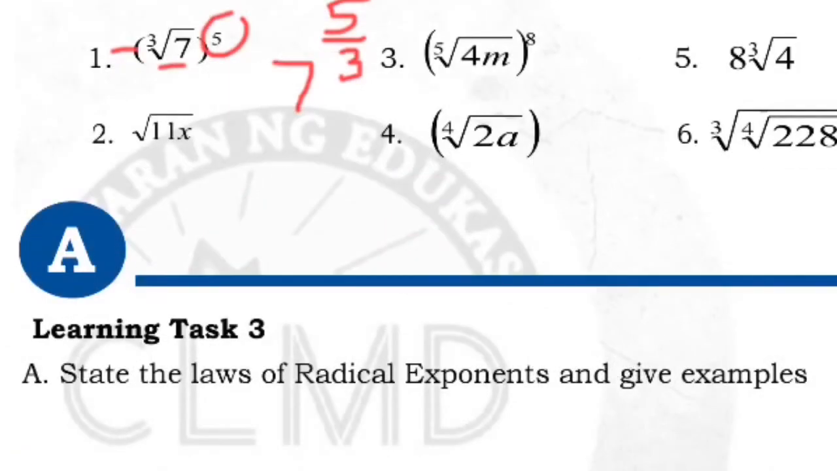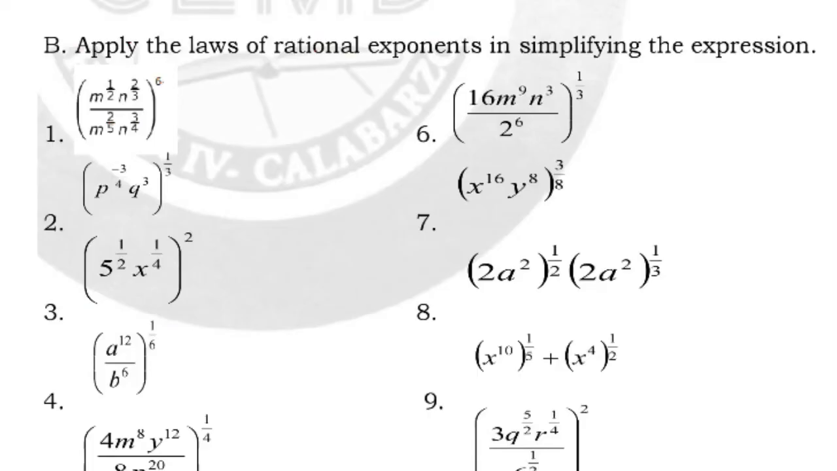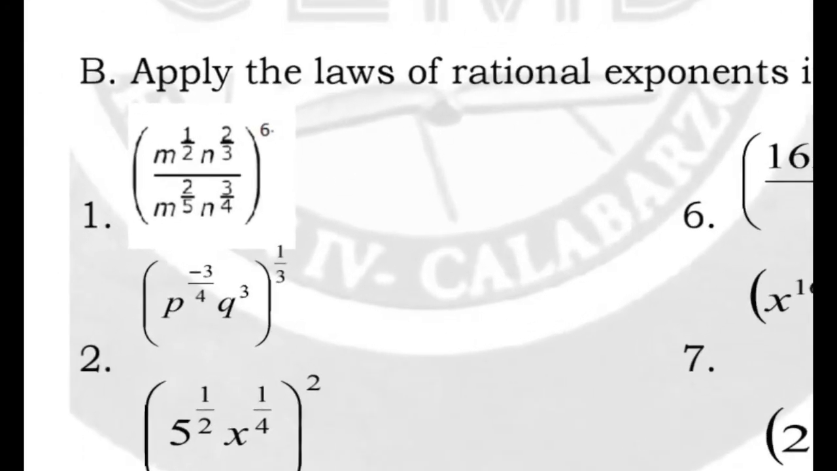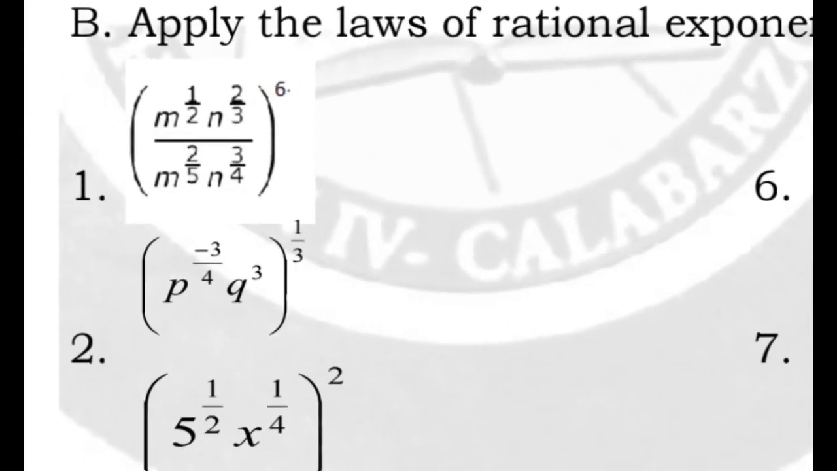Learning task 3. A. State the laws of rational exponents and give examples. So this is just an application of what you have learned in the discussion a while ago. Then letter B. Apply the laws of rational exponents in simplifying the expression. So let's have example number 1 here.